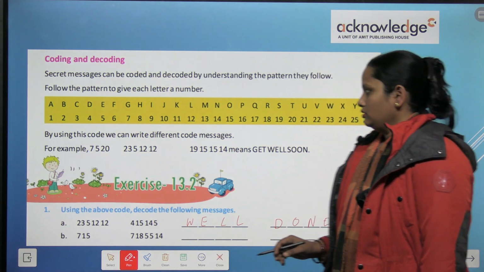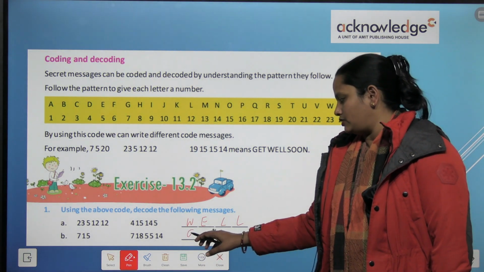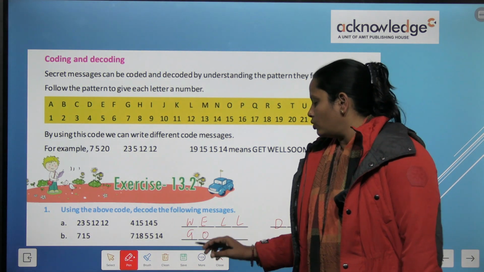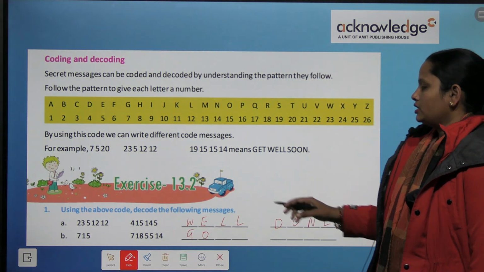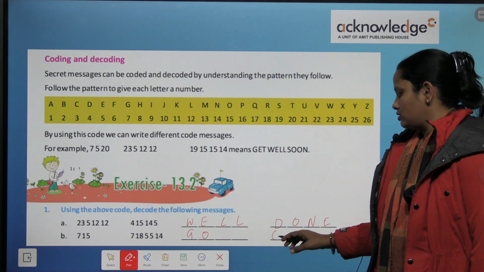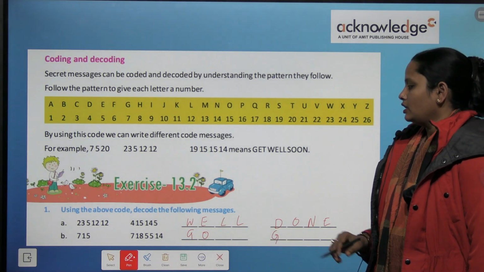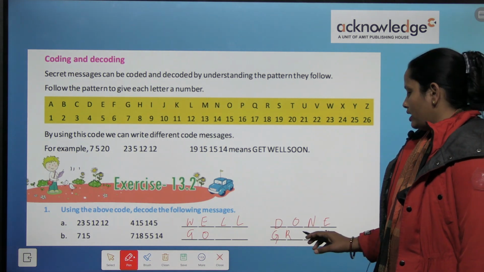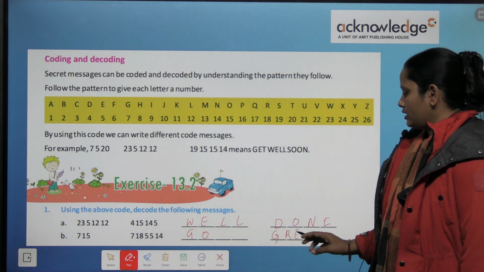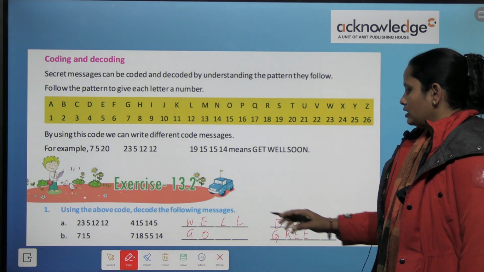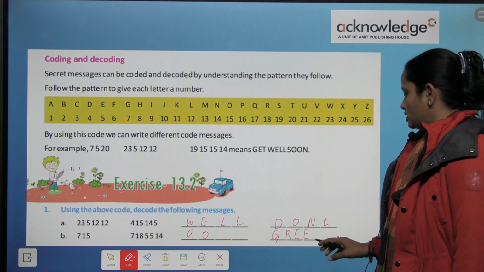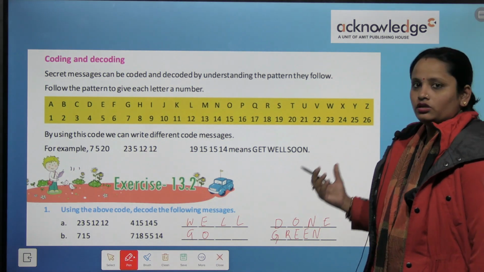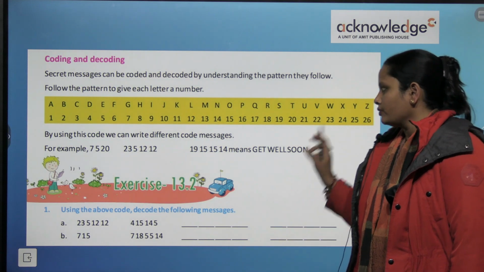Next is 7 which is G. Next 15 it's go. Next 7 G. 18 is R. Next 5 again 5 and 14. So यहाँ पे हमारा secret message क्या बना? Go green. I hope this is clear to you.